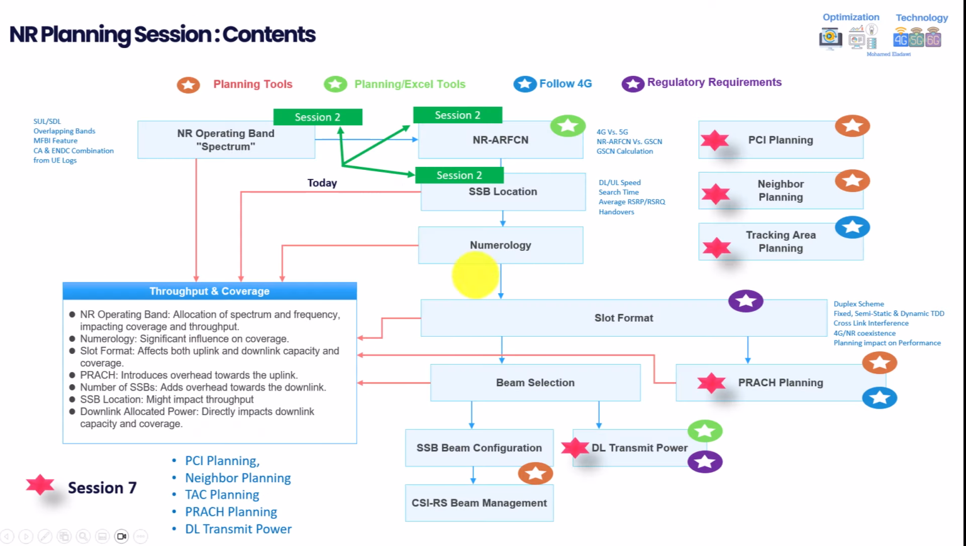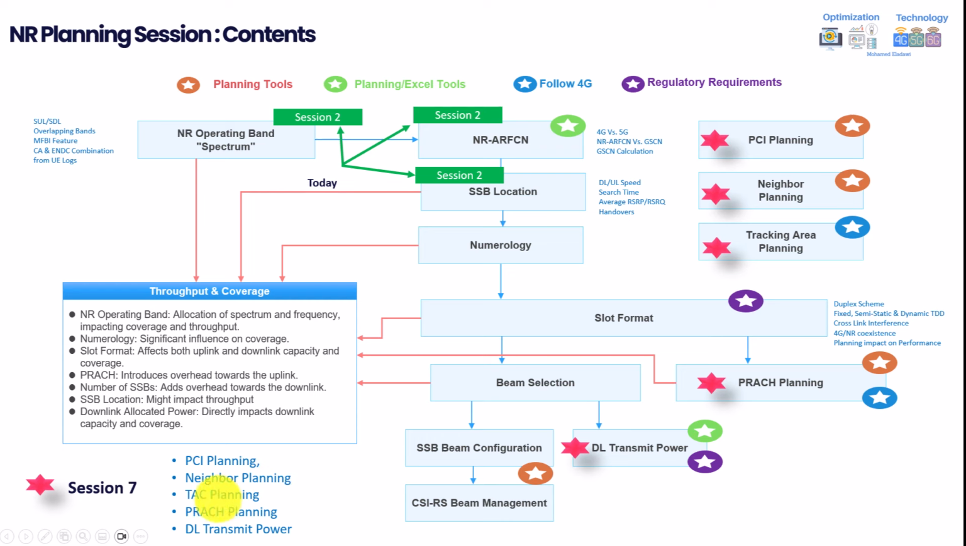Just to recall, this was our diagram, which shows the impact of the cell design, what kind of cell design can impact our throughput and so on. So today's session would be focusing, starting with the neighbor planning and the PCI planning.